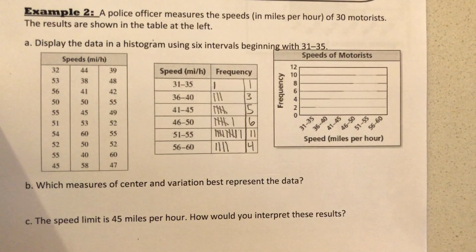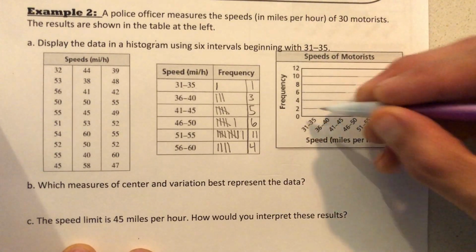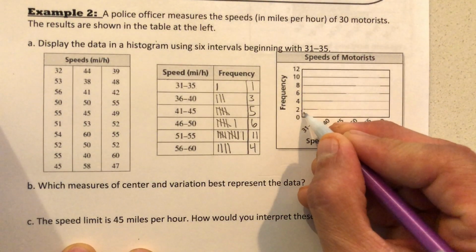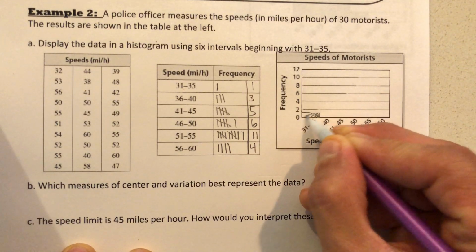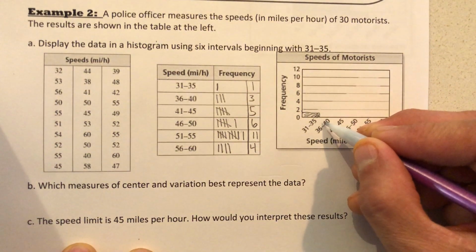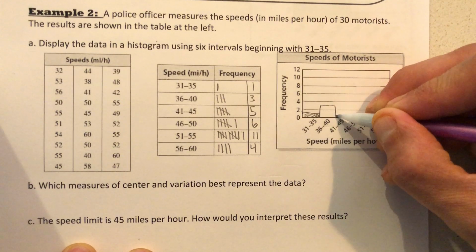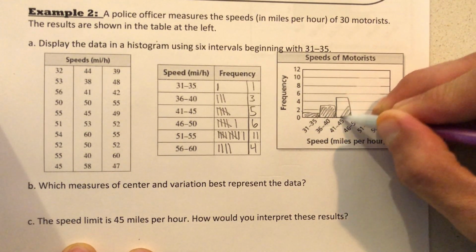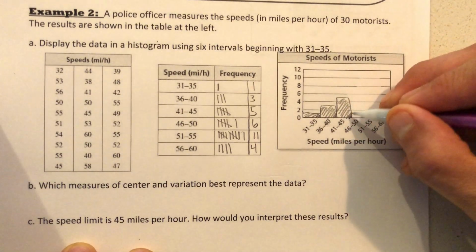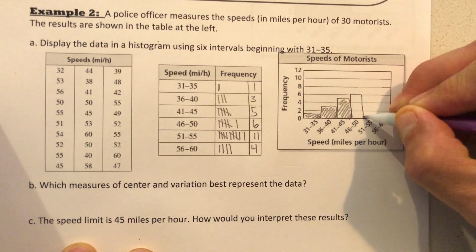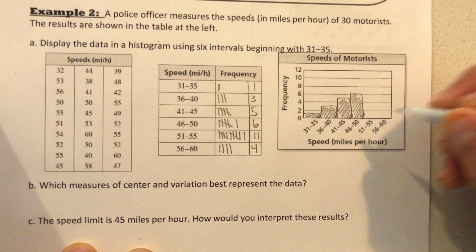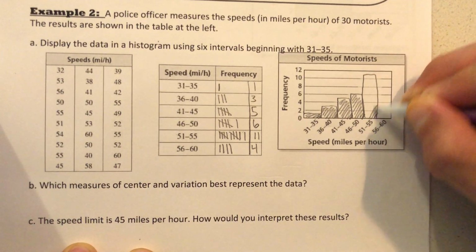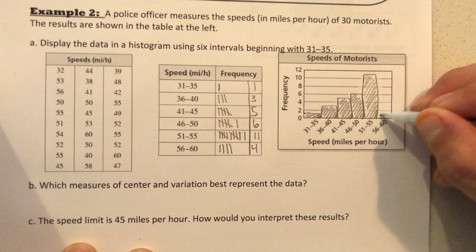And so we can make a histogram over here. So for the 31 to 35, it's only 1. This one's counting by 2, so let's just go 1 is right here. For 36 to 40, we're going to go up to 3, and you get the idea. 5, that was a bad one. 6. This one's the tallest one. This goes all the way to 11. And then 4.